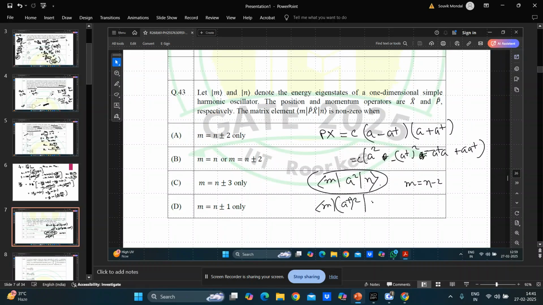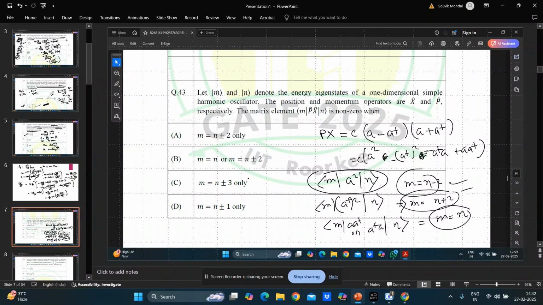Similarly, if you want to get some finite result from this configuration, your aim should be m equal to n plus 2. And for a dagger a kind of term, your aim is m equal to n, because a will lower the n and a dagger will push it back to the upper level. Okay. So these three configurations are possible to get finite results. So only option B is satisfying all of these three. Okay.